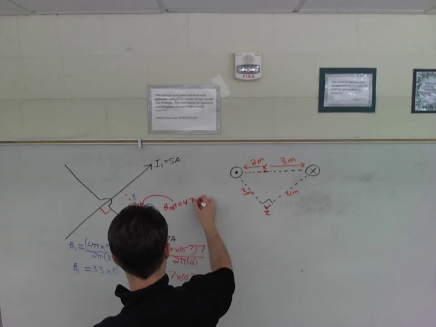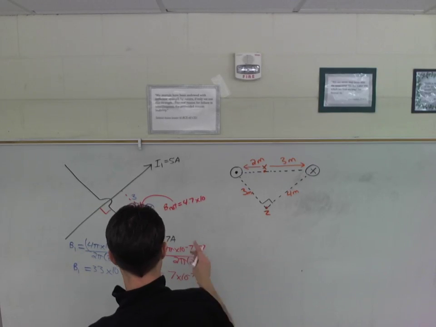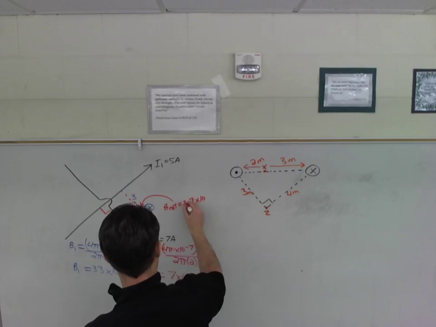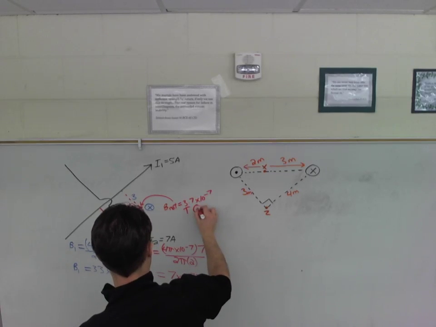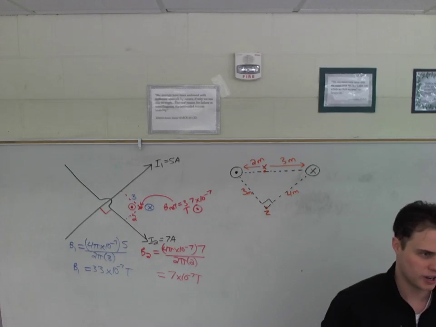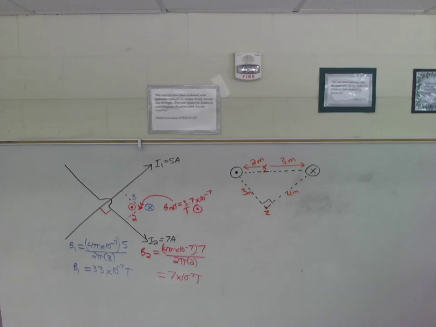About 3.7. You didn't see that? Out. We could write the word out. Okay? So we don't have to worry about any angles on that one.